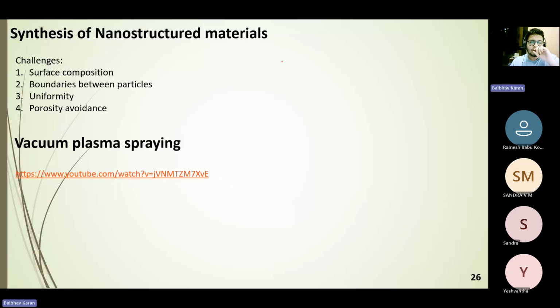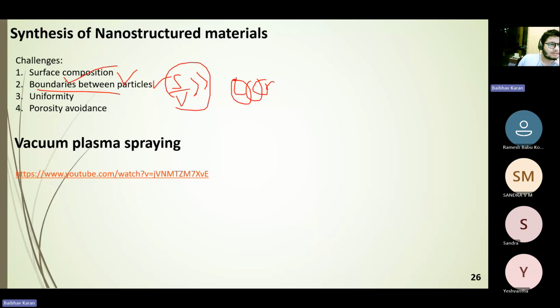One more, the challenges which we discussed in the nanomaterials are like the composition. There should be uniform composition. There should be uniformity observed in size, shape, monodisperse particles. Almost the same things are observed when we produce nanostructured materials. The challenges observed in the production of these nanostructured materials are surface composition and boundaries between the particles. As we know, the surface by volume ratio is too high for nanomaterials, so they will tend to coalesce or agglomerate among each other. So that is known as boundaries between particles, surface composition.